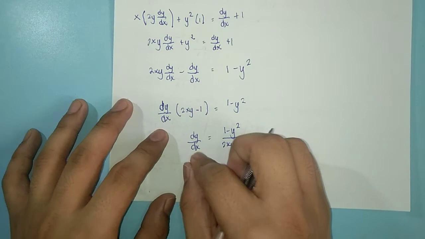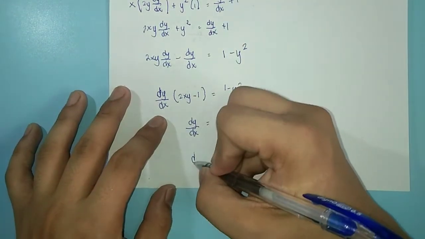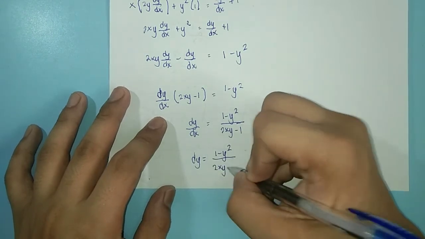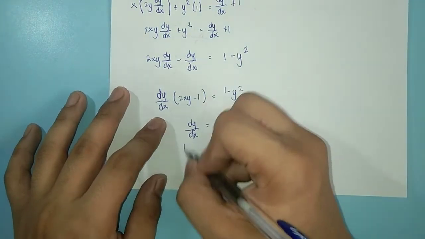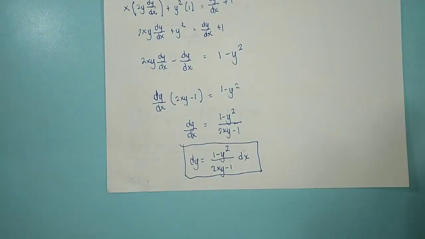And then saka natin i-multiply both sides by dx. So ilalagay lang natin tong dx dito. So magiging differential na siya: 1 minus y squared over 2xy minus 1 dx. So ganyan lang kasimple. Kunin yung differential of y.